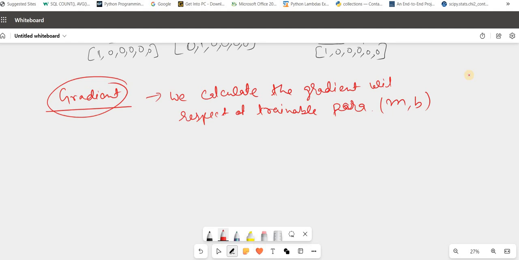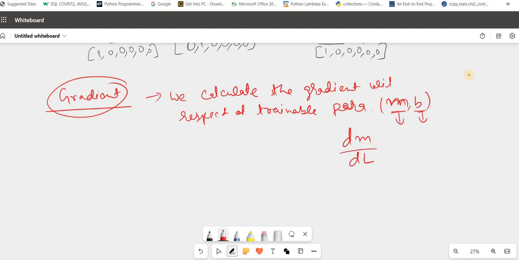Now, these are not only in every neuron, there are multiple, but majorly this M and B. So this gradient actually gets calculated. You have to differentiate this M and B with respect of the loss function. So then we calculate the gradient. So differentiation of your M with respect of the loss function.